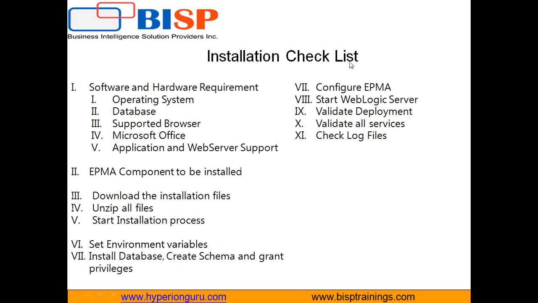The first step, as we always do, is a software and hardware requirement checklist. You should refer to the Oracle Hyperion certification matrix. We're supposed to check the underlying operating system, database, supported browser, MS Office and application web server. Then I'll walk you through which EPMA components are to be installed, show you where you can download them, unzip them, and finally the installation process.